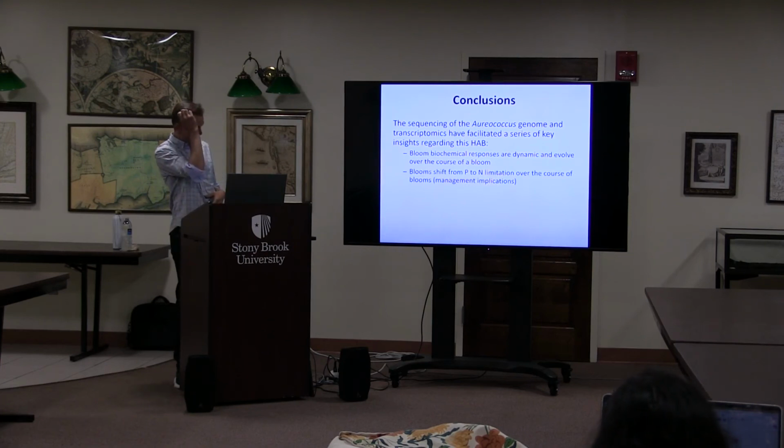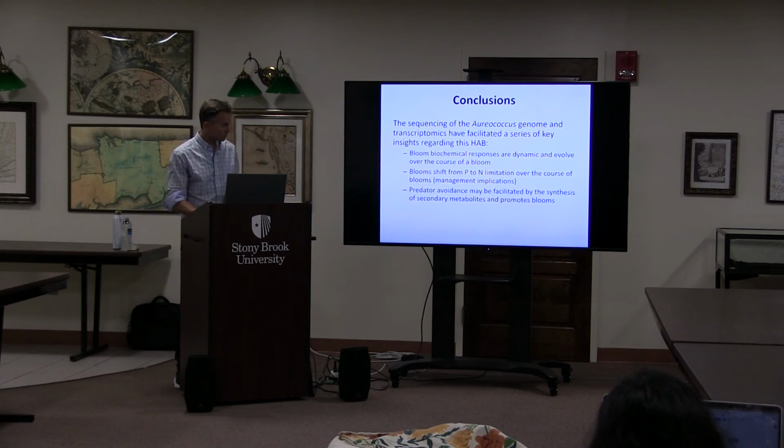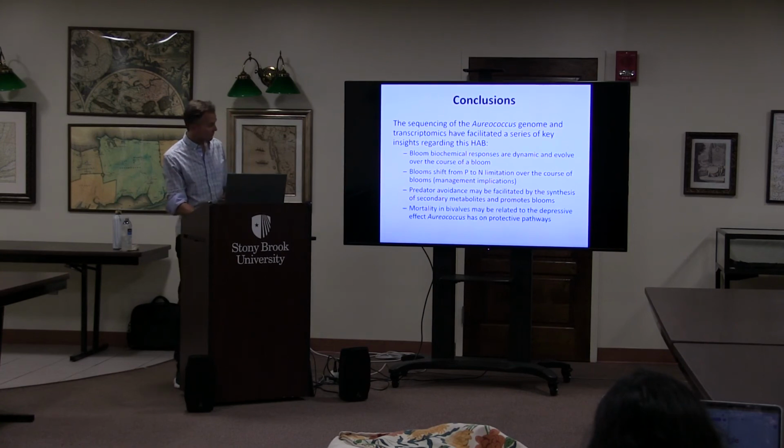The bloom seems to shift from phosphorus limitation to nitrogen limitation over the course of the bloom, and as I mentioned, that has big implications. It means if we want to eradicate these events, we probably need to control both nitrogen and phosphorus. And there are definitely signs that predator avoidance is going on, so they're able to elude predation by making secondary metabolites. If you're not being eaten, that's another way these blooms can occur, while their competitors are being consumed.